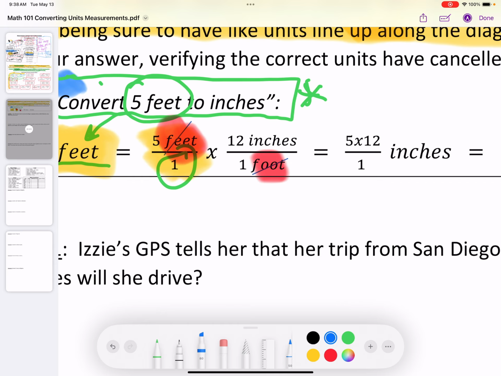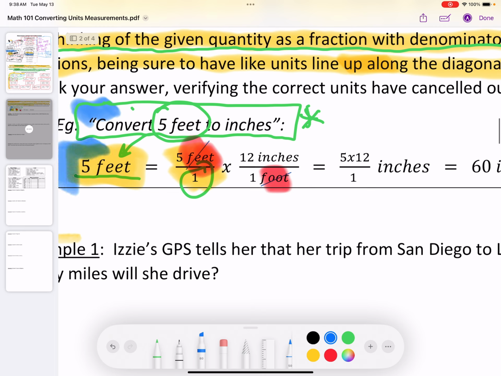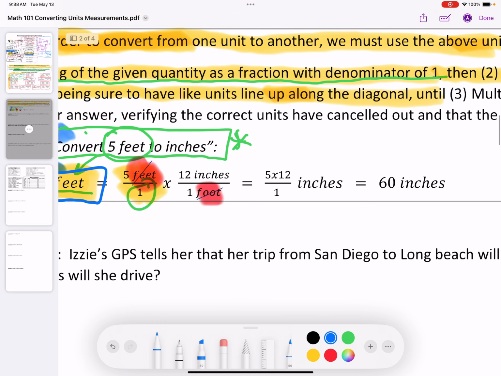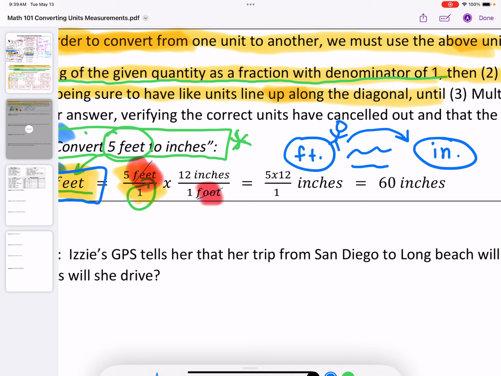The reasoning behind that is in this problem, I'm starting with feet, of course. They gave me 5 feet, but I want to end in inches. So it's like me standing on one rock. This is the feet rock. And I'm trying to get across. I don't want to stay here. I want to go over here to the inches rock or the beach or something. And there's water along the way. What do I need to use? I'm going to use this conversion that there are 12 inches in 1 foot to get there. But along the way, I don't want feet to be in my answer. I just want inches to be in my answer.